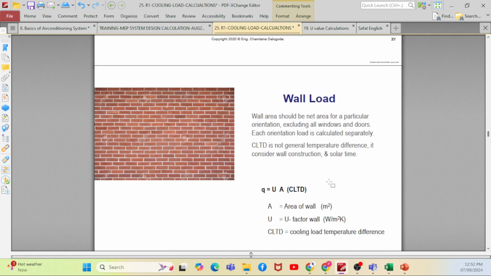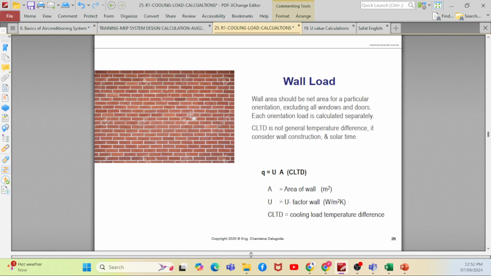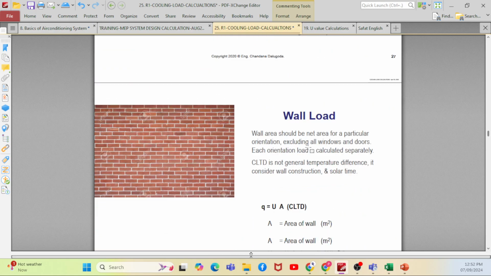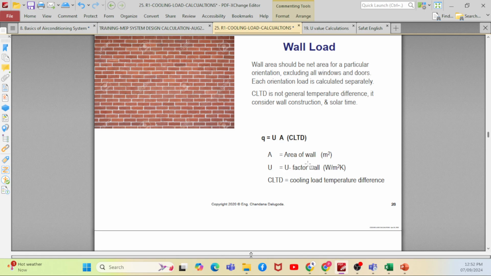Similarly for the wall load. If you have an external wall, the same equation: U is the U factor for the wall, here it is the U factor for the roof. And you have the area of the wall, and then the cooling load temperature difference from external to internal. Same equation, but this is for the wall and that is for the roof. Clear, right? Yeah.